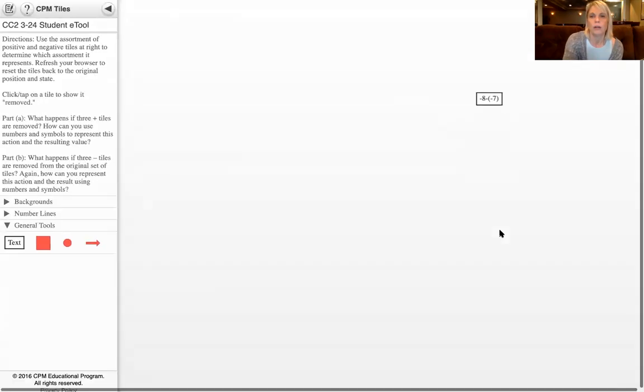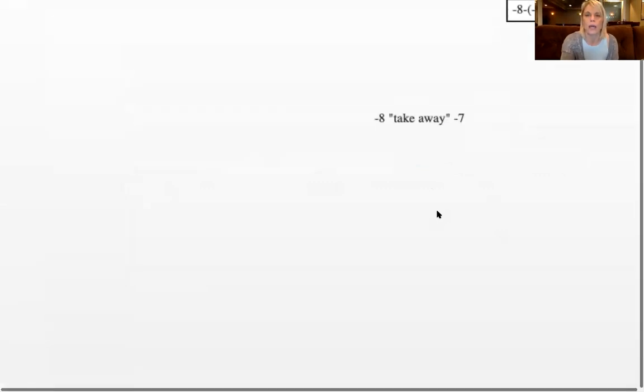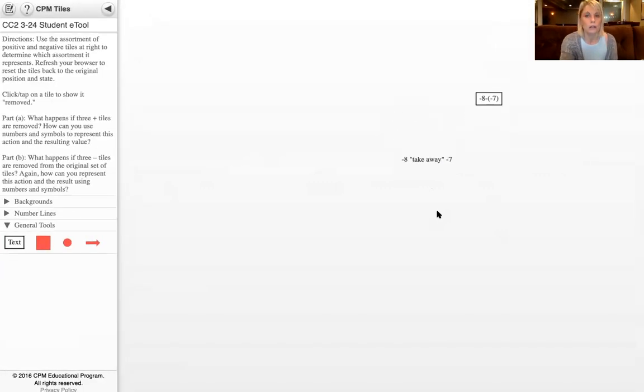Now, the only difficult part is understanding what negative 8 minus negative 7 means. So how you would say that is negative 8 take away negative 7. So what does that look like? If you have negative 8 and you take away negative 7, you might think, oh, I'm subtracting, so my number is going to get lower. But no, you're taking away negative 7 integer tiles.